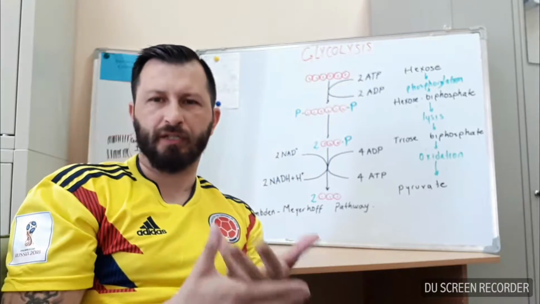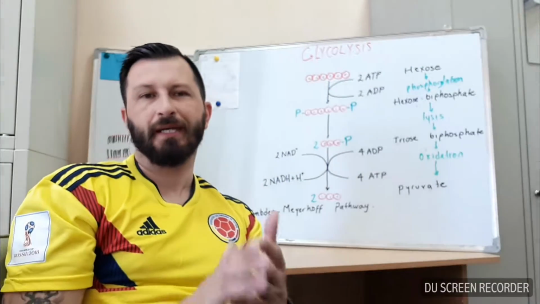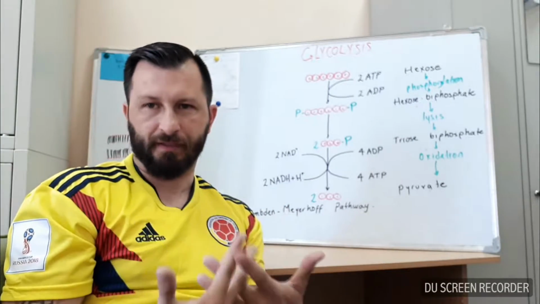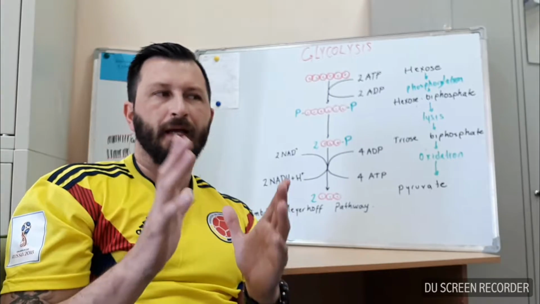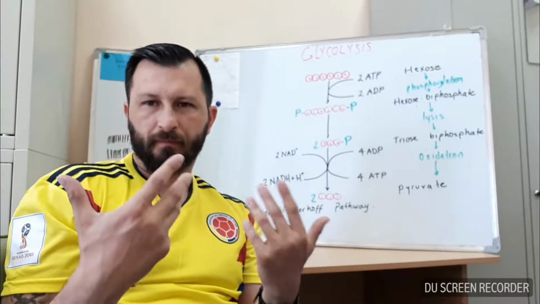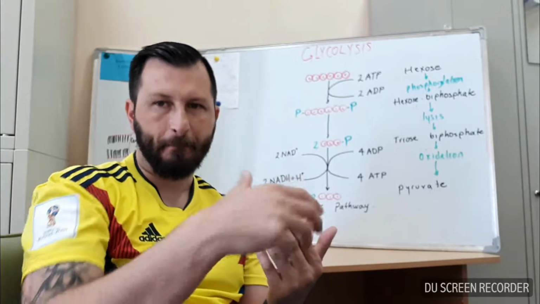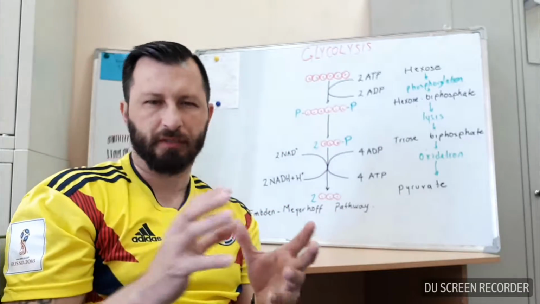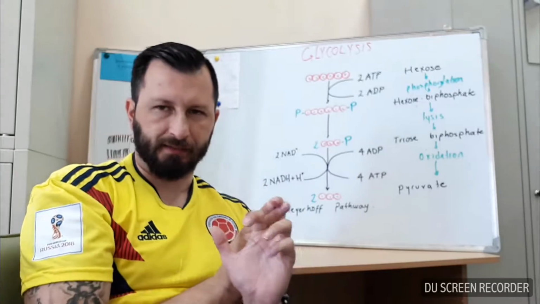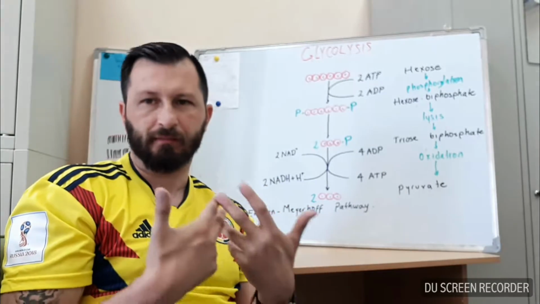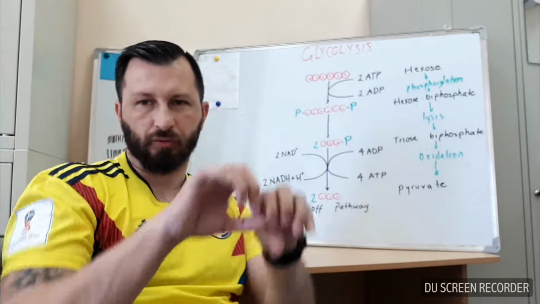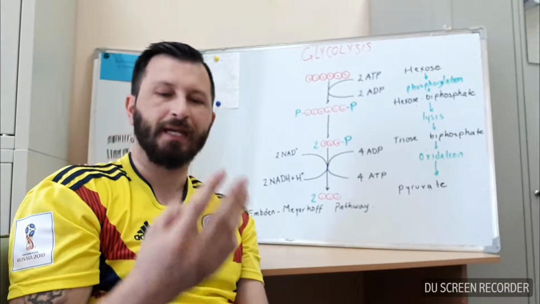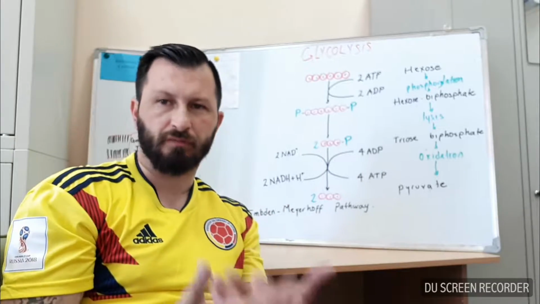phosphorylation. What is phosphorylation? In chemistry, phosphorylation is any process in which you add or subtract phosphate. Got it? Why is phosphate important? ATP, that P is from phosphate, so it's kind of important. Second part, lysis, breaking down, the physical process of breaking down a hexose into 2 smaller molecules of 3 carbons. And the third part is oxidation.